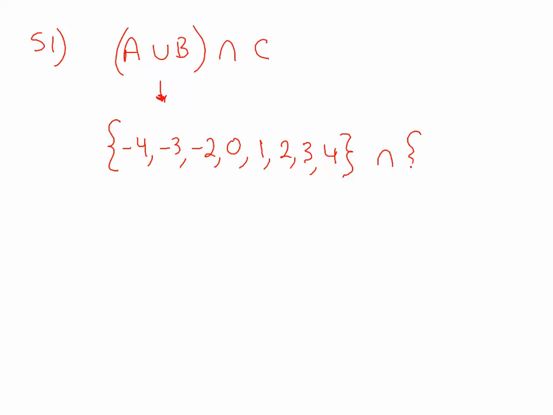Now we're going to take it with the intersection of C. And C is -4, -3, -2, -1, 0, 2. Now intersection means what do they have in common? What are the numbers that are both in the first set as well as the second set? Anybody want to help me out? Awesome. -4, -3, -2, 0, and 2.